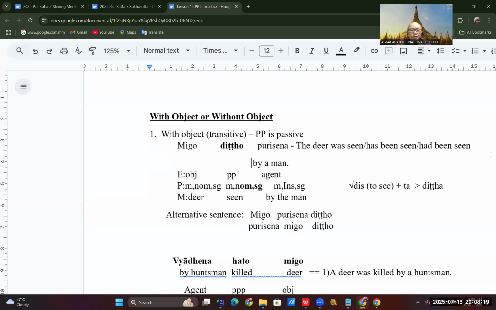So next one. Now, it's actually the same as just now, but it's another migo. Because this is a passive one, the object is always in nominative singular. So remember, in a passive sentence, the object is always nominative singular. Instead of miga, it becomes migo. Dittho is also a PP in masculine nominative singular, seen. So the deer was seen or has been seen or whatever by the man. So purisena, by the man.